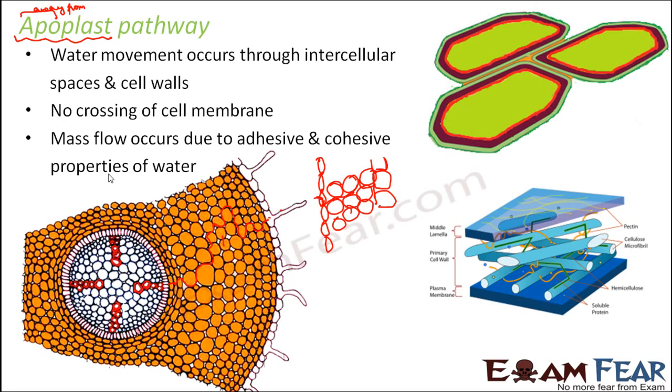So here the water never enters into the cytoplasm, or it never crosses the cell membrane trying to enter into the cytoplasm. It always moves through the cell walls. So these are the cell walls, and through this it always tries to move like this. But when it reaches the Casparian strip zone, that is, when it reaches the endodermis, there it directly jumps into the endodermis, and it jumps into the cytoplasm because it is not allowed to pass through the Casparian strip. So that is the concept of the apoplast pathway.